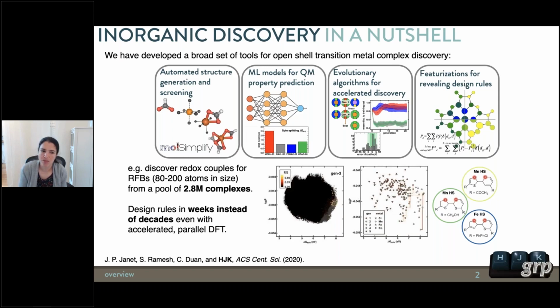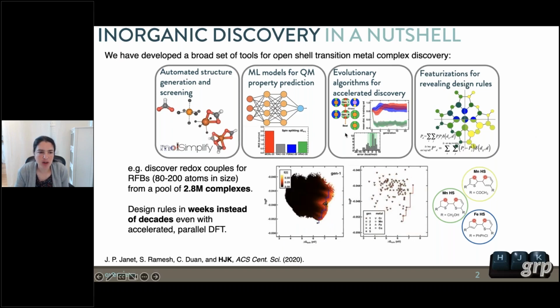And this failure can be both on the machine learning side as well as on the first principles modeling side. But today I'm going to give you a sense of some of where I think we can start to overcome these limitations to really accelerate the discovery of new materials.